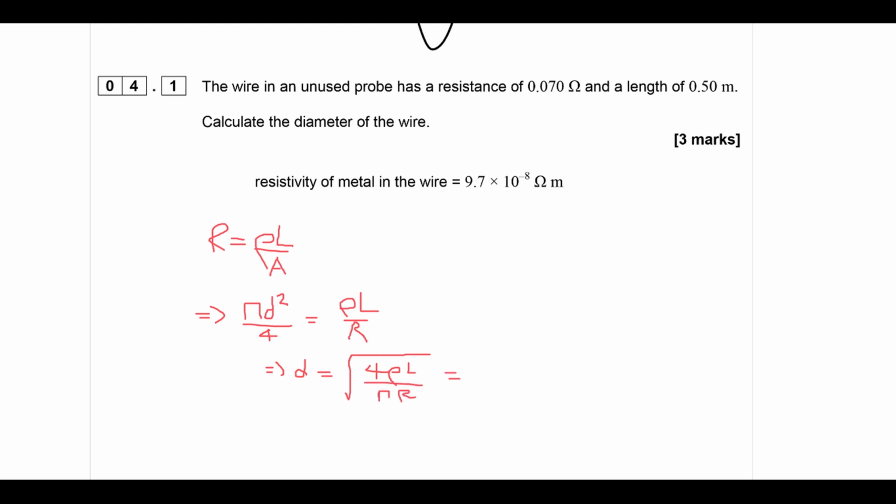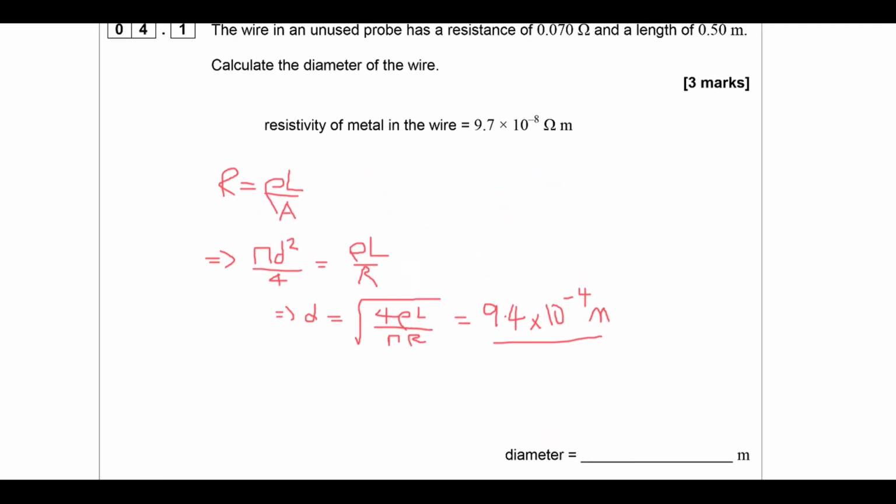So let's put the values in there. So we've got 4 times 9.7 times 10 to the minus 8 times 0.5 divided by pi divided by 0.070. Square root of that, and we get a value of 9.392 and so on. So 9.4 times 10 to the minus 4 meters, or I suppose we could go 0.94 millimeters there. Alright, so that's our diameter.